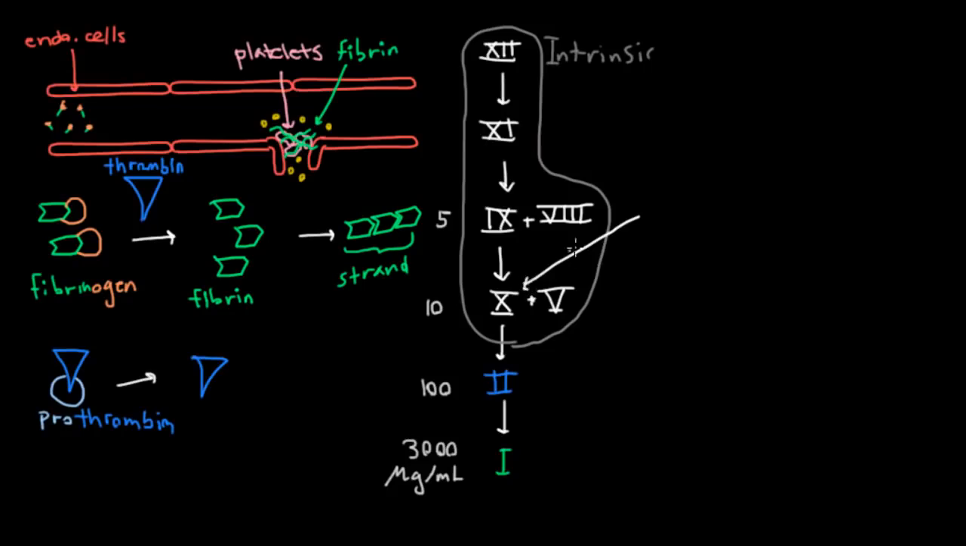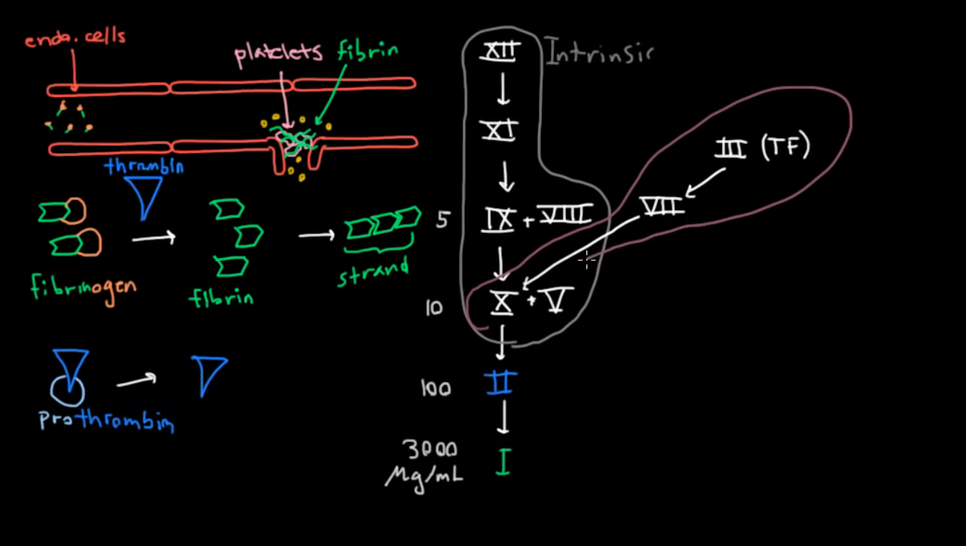But anyway, I said that this was the intrinsic pathway because there is another pathway which also leads to an activated 10, but in this other pathway what activates the 10 is an activated 7, which is activated by 3, also known as tissue factor. And I'll just write TF for tissue factor. And this pathway, which I'll circle here, and I apologize for the poor organization, this one is known as the extrinsic pathway. Extrinsic.